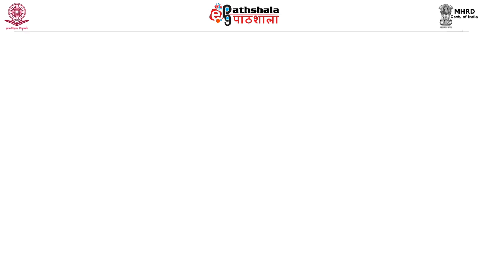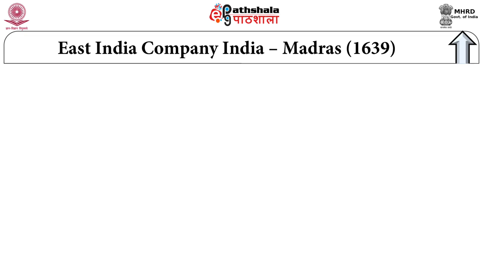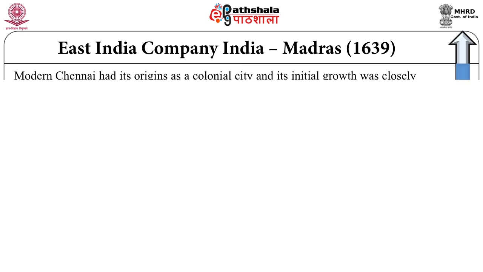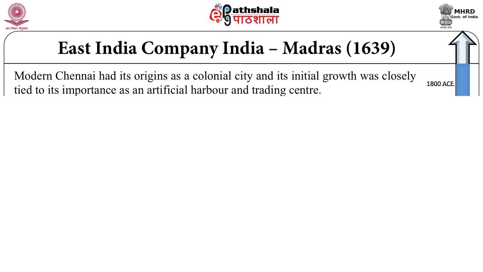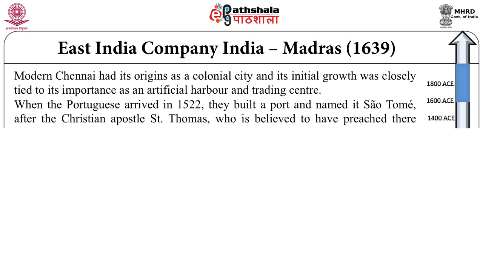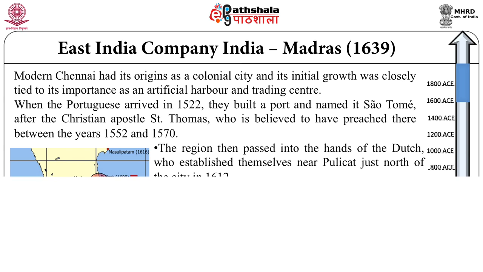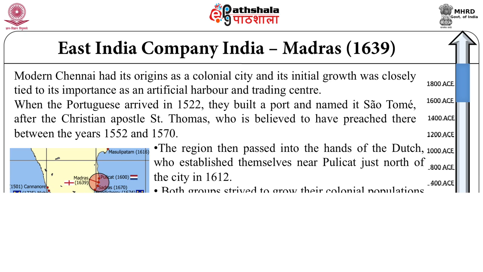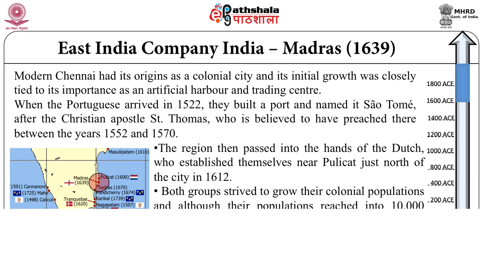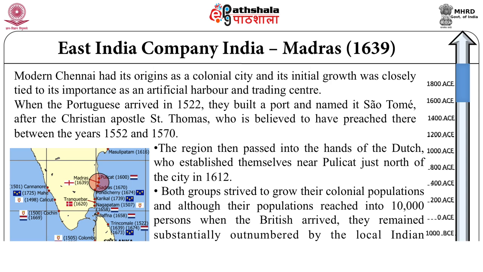Next we come to Madras. Madras is today's Chennai, and it's in the southern part of India on the eastern coast. Now modern Chennai or Madras was actually a colonial city, and its initial growth was due to an artificial harbour and a trading centre. When the Portuguese arrived in 1522, they built a port and named it Sao Tome, after the Christian apostle Saint Thomas, who is believed to have preached here between 1552 and 1570.